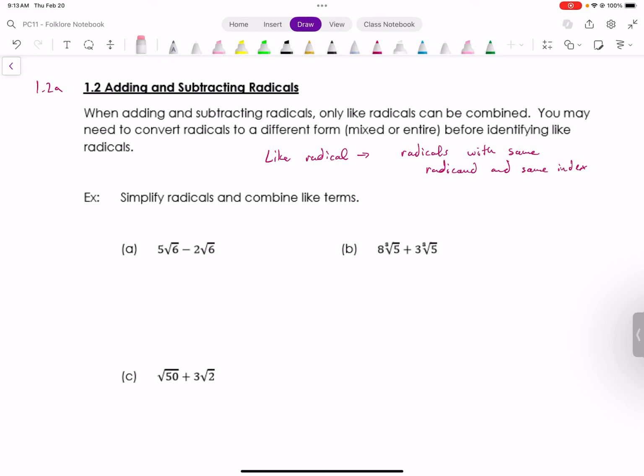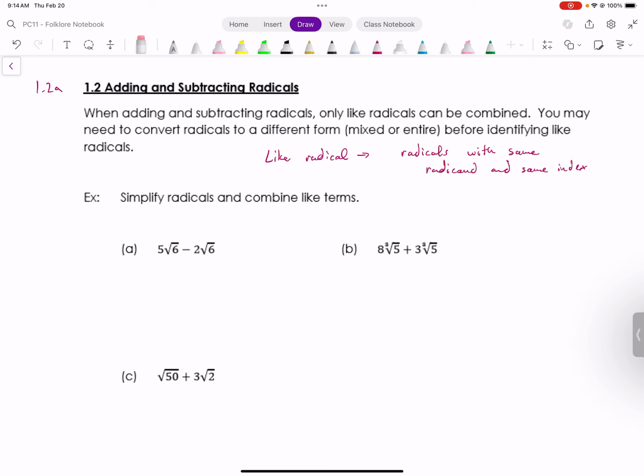Adding and subtracting radicals. What's really important in this lesson, exactly like polynomials, is having the ability to identify what is a like radical and what is unlike. Very similar to polynomials, we can do addition and subtraction with like terms, and if terms are unlike, you cannot combine them in any meaningful way.